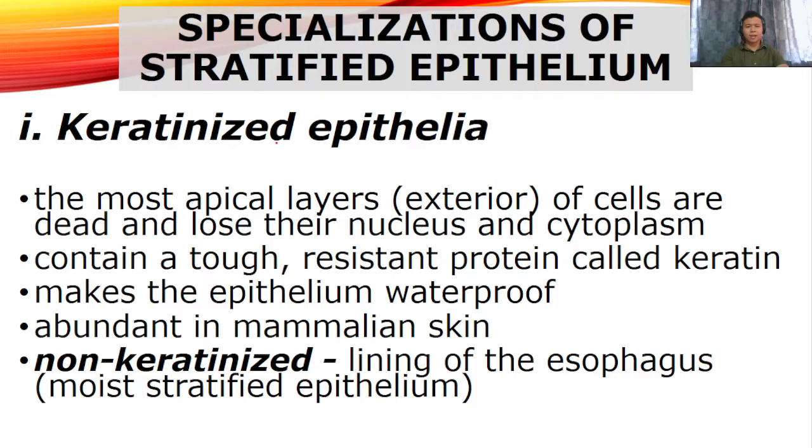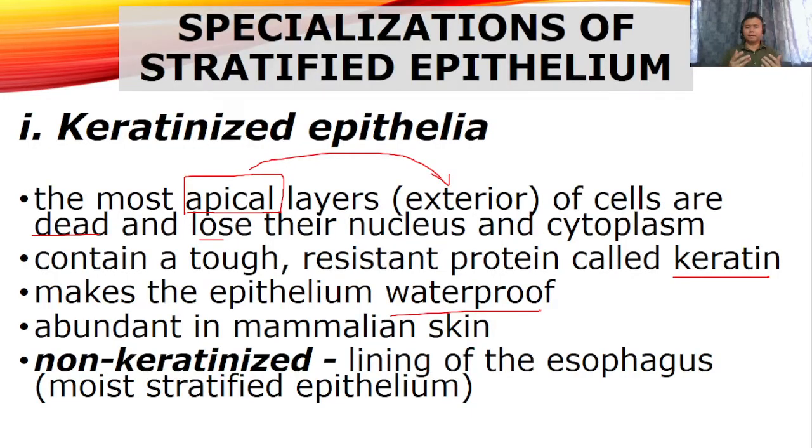Okay, for the keratinized epithelia, these are the most apical layers. When we say apical, it's the most exterior layer of cells, which are usually dead and lose their nucleus and cytoplasm. They are very tough because they are made up of keratin structure, making it waterproof. Okay, they are very abundant in our skin.